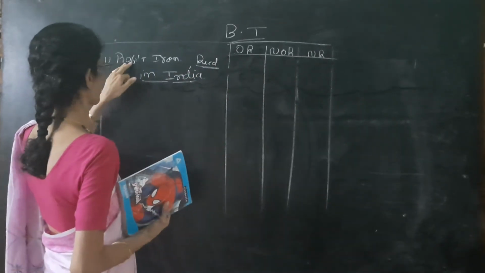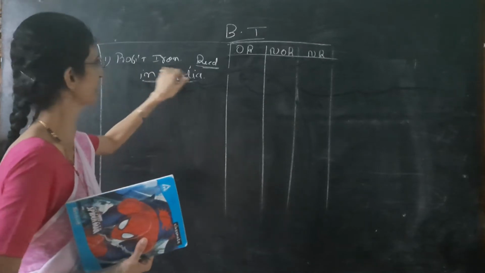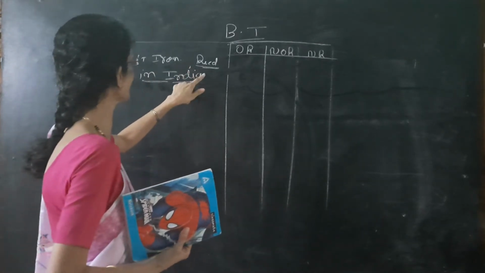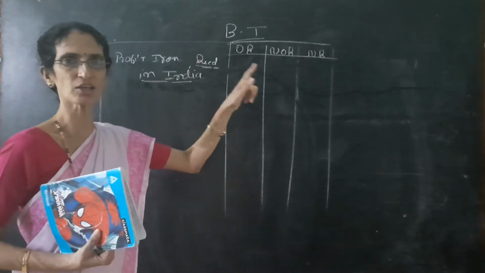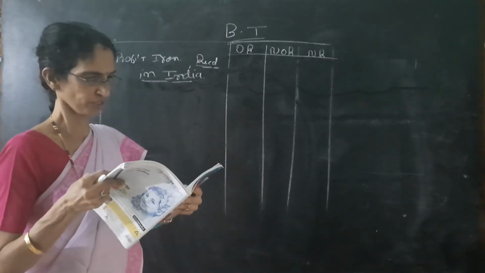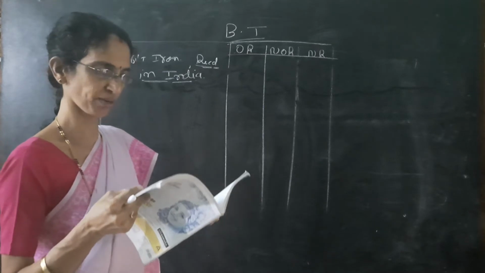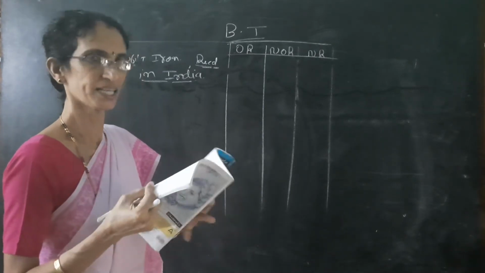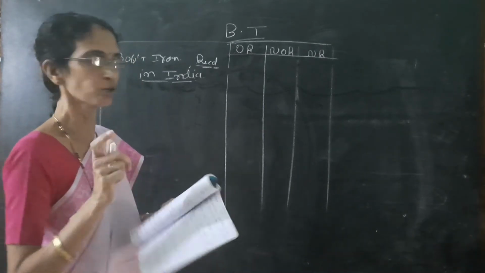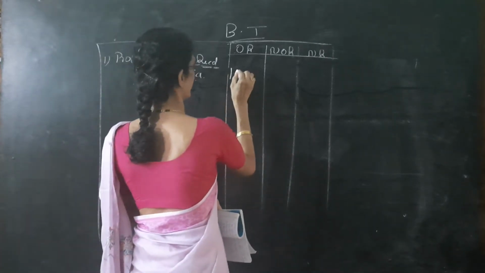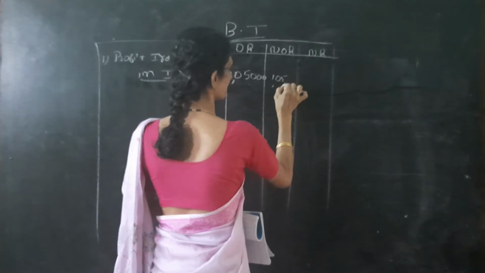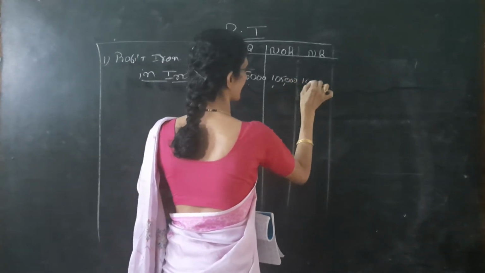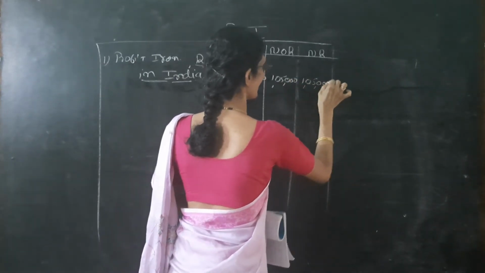The profit may be from Iran, but this is important: it is received in India. Received in India means we have to write the amount in all three columns. It is given profit from business in Iran received in India, rupees 1,05,000. So we write rupees 1,05,000 in three columns because the income is received in India.